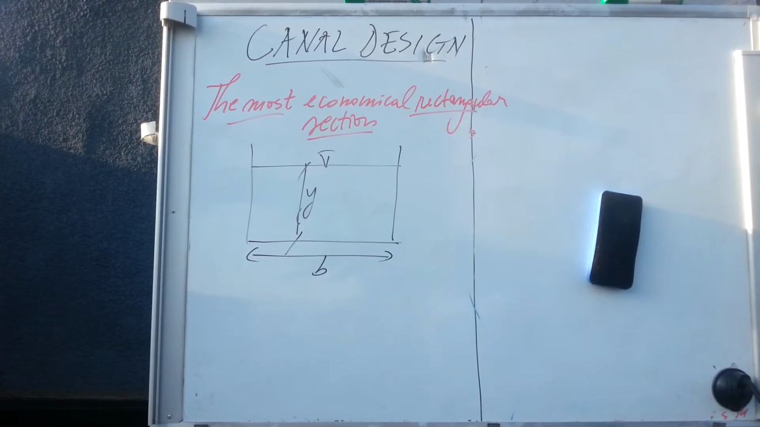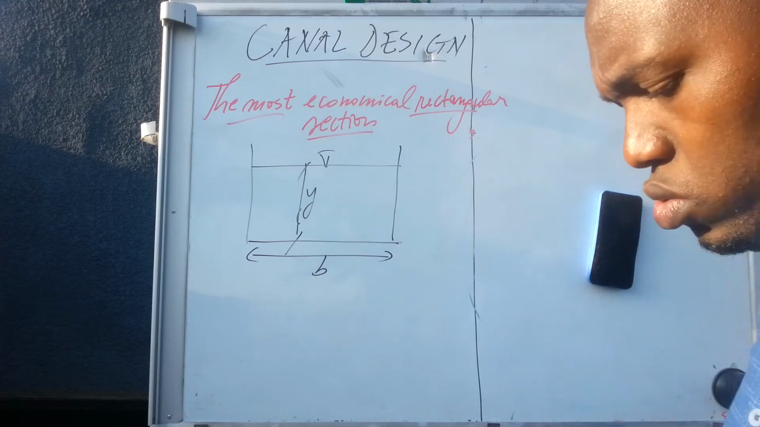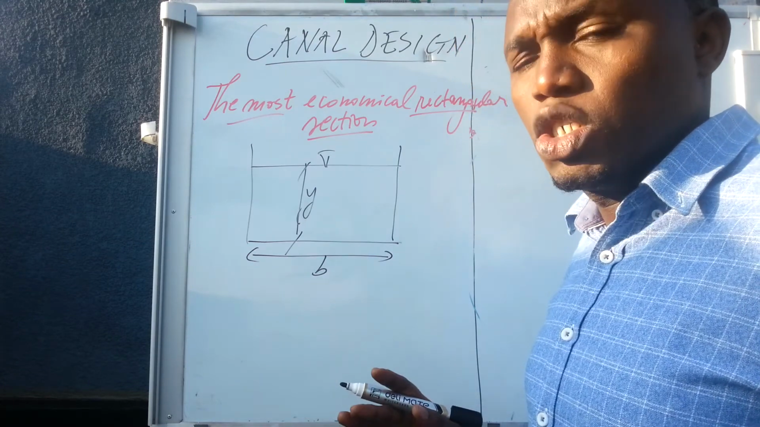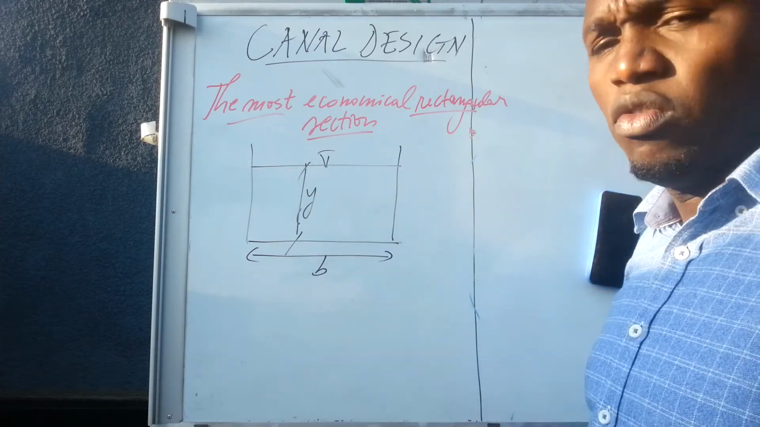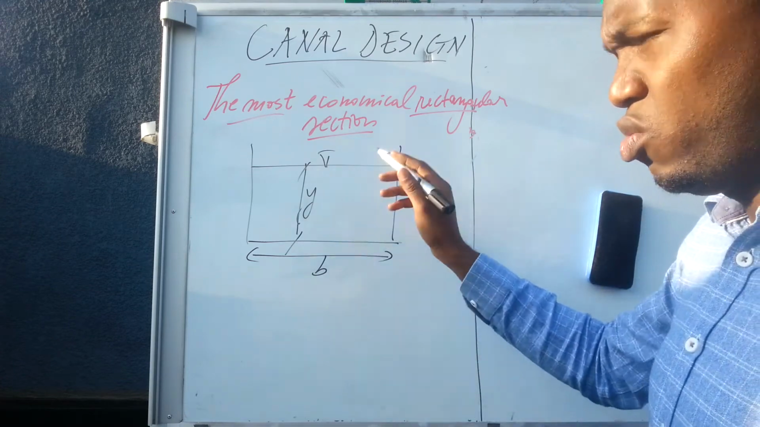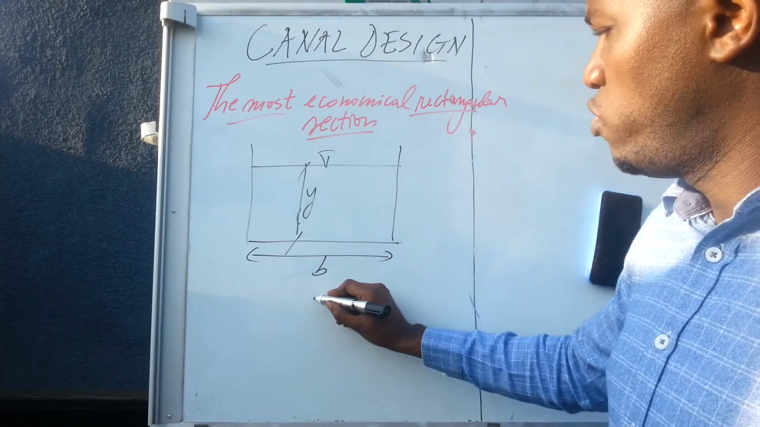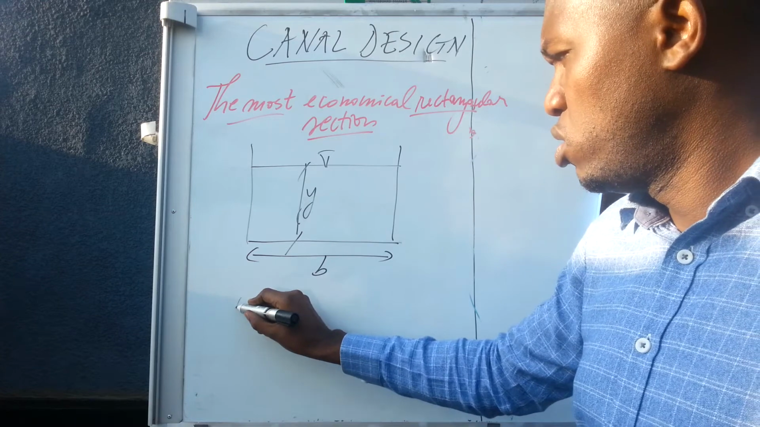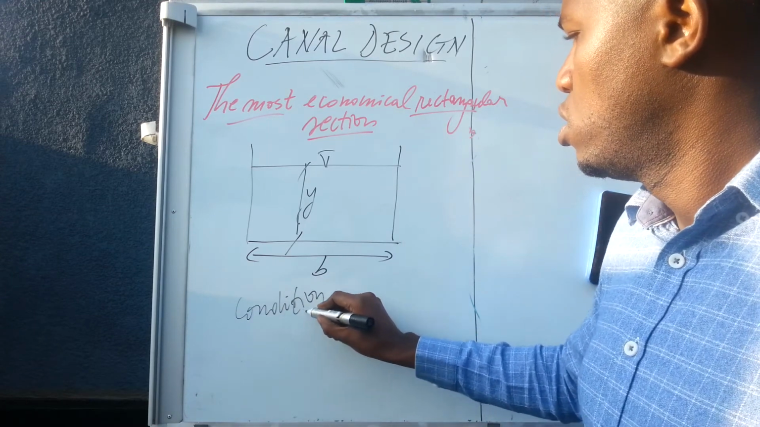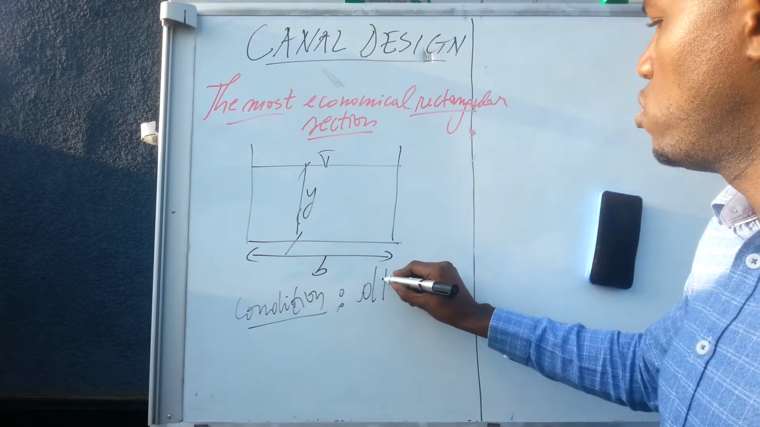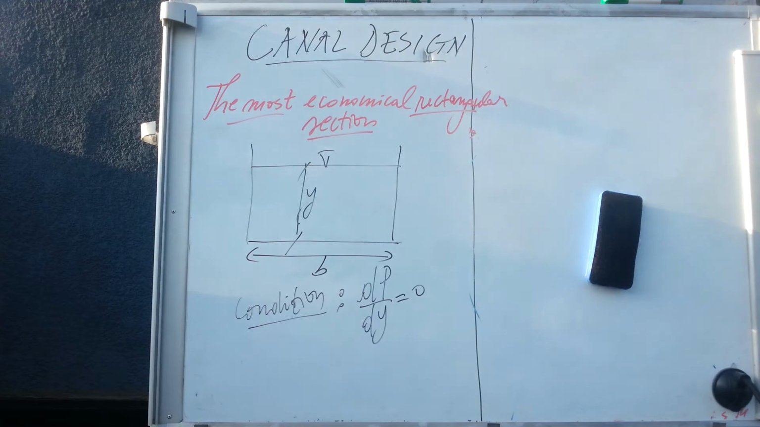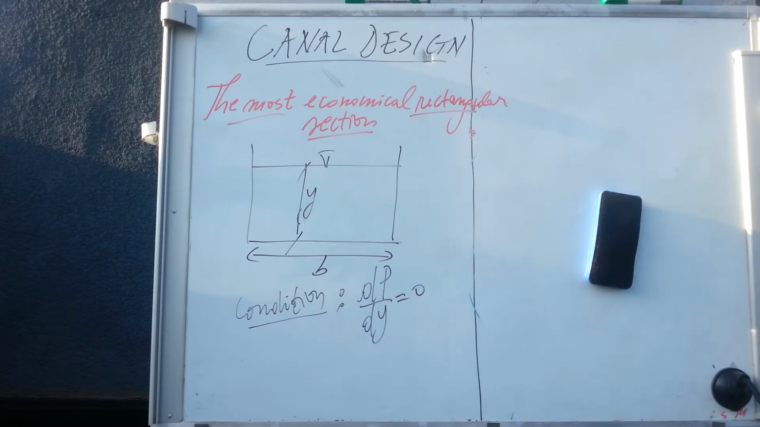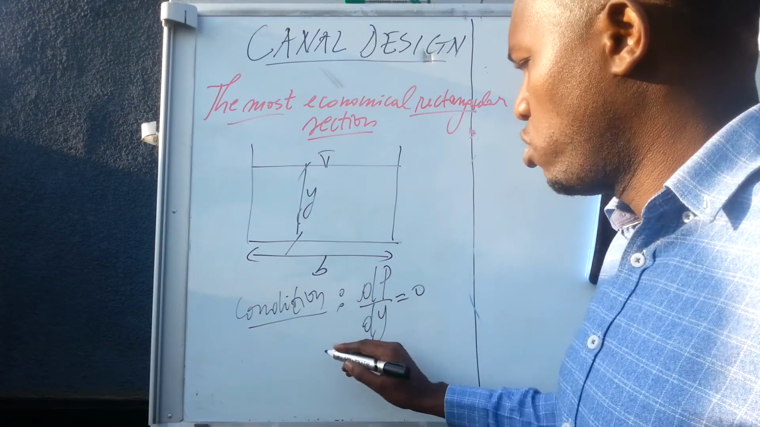So let's start from the most economical rectangular section. Assume that we want to construct a rectangular section, but we want the best dimensions, which will cost us less. First of all, you have a rectangular section with the bottom width called B and the water depth Y. The condition of having the most economical section, in order for P to be minimum, is that the derivative of the wetted perimeter with respect to water depth should be equal to 0.